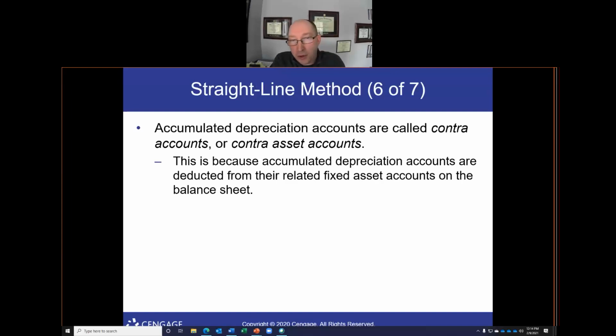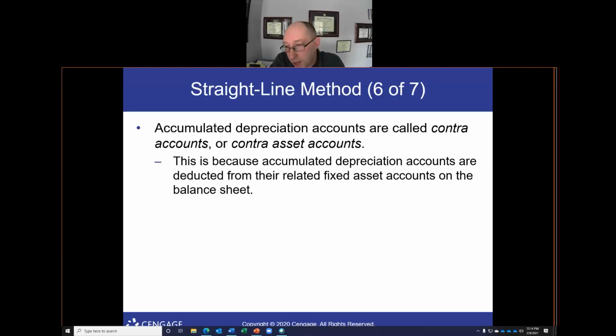Here's how the accumulated depreciation works. Accumulated depreciation shows up as a minus or a negative sign on your balance sheet under fixed assets. Accumulated depreciation is a minus under fixed assets on your balance sheet.